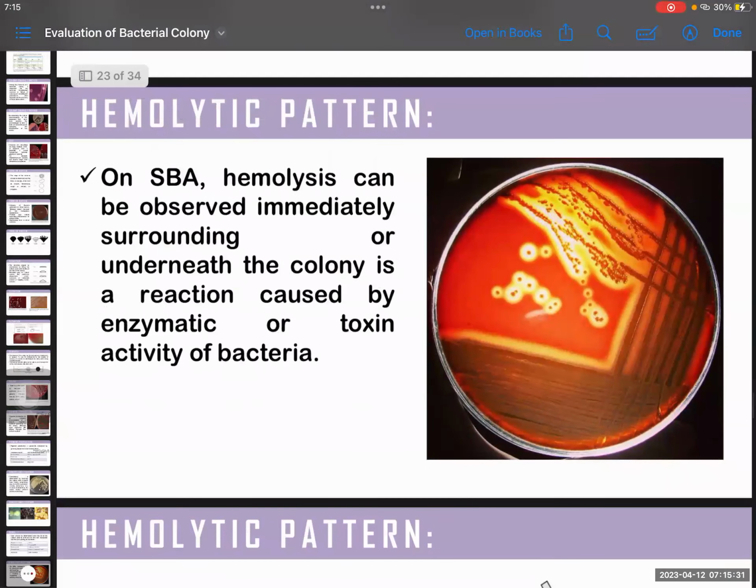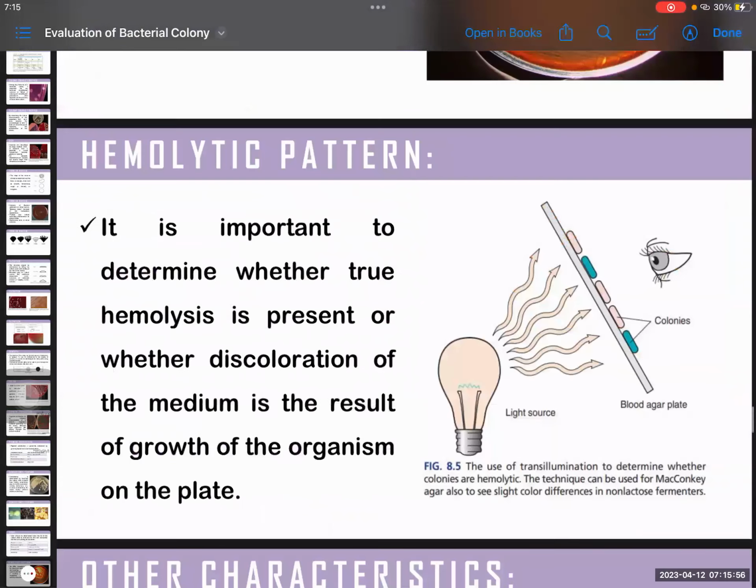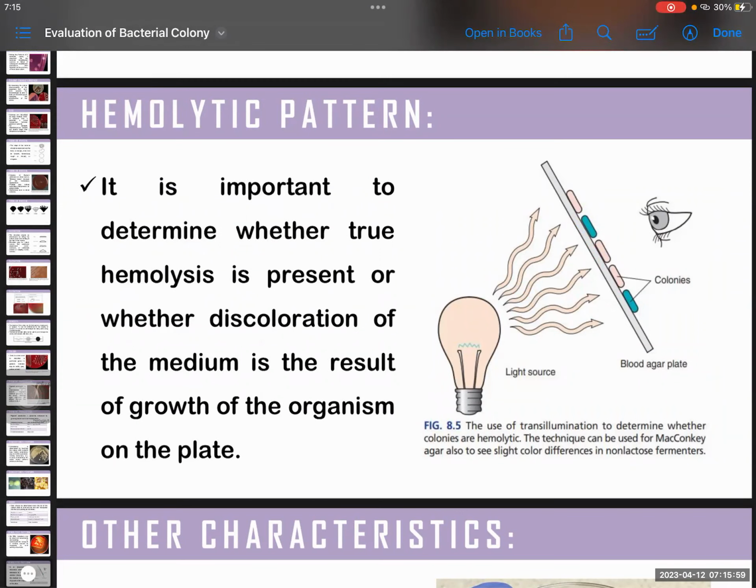And you can also use hemolytic pattern. So using blood agar, hemolysis can be observed surrounding the colony. Okay, this is actually due to the ability of the organism to produce very specific enzymes. And depending on what enzyme they can produce, it correlates with what type of hemolysis we can observe. So let's talk about hemolytic pattern later. And for hemolytic pattern, you can also use transillumination. So basically, tatapat mo lang yung culture media sa may light, no, para mas ma-observe mo ng maayos yung hemolysis.